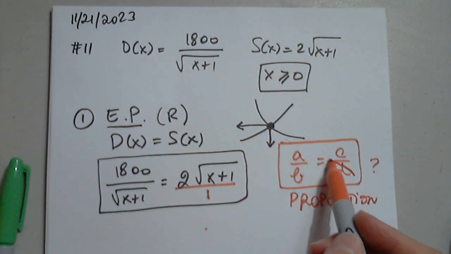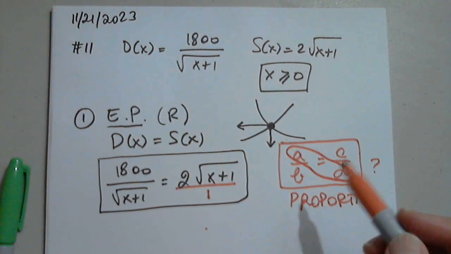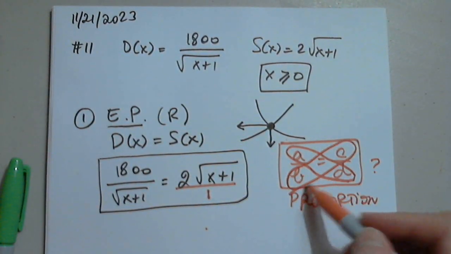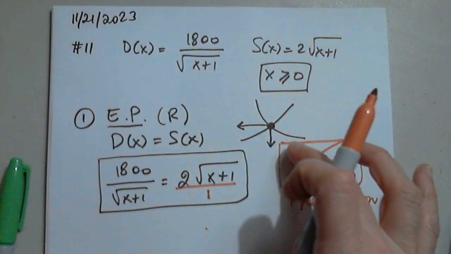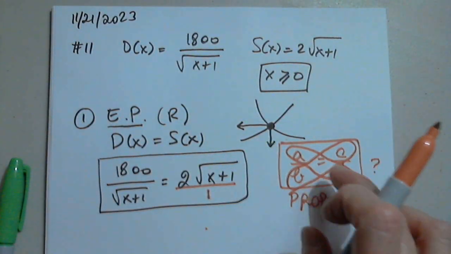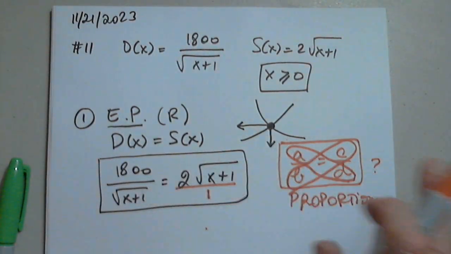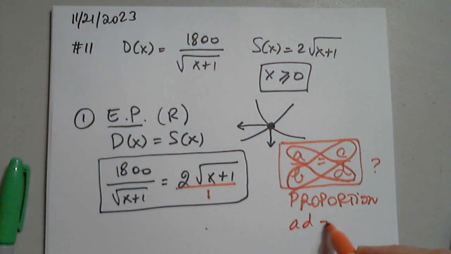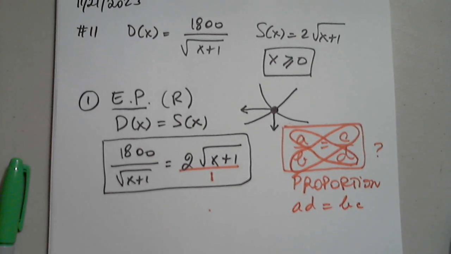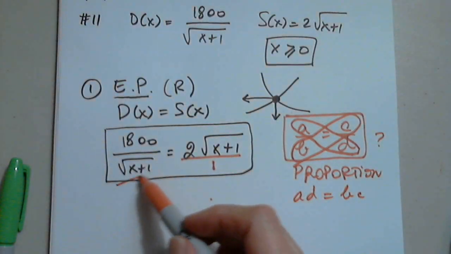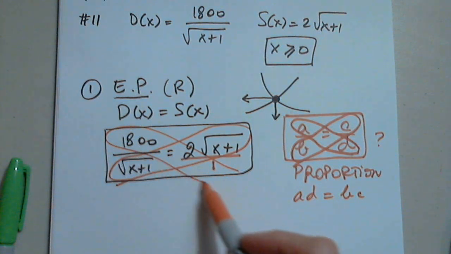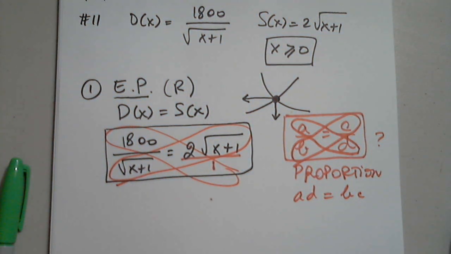Only in a proportion are we allowed to cross multiply. A proportion means a fraction on the left, the equal symbol, and another fraction on the right. Nothing else, no other connections left and right. So then AD equals BC. Since this is a proportion, we're going to do exactly what I just said. We are going to cross multiply.